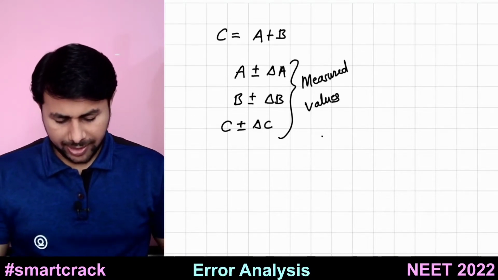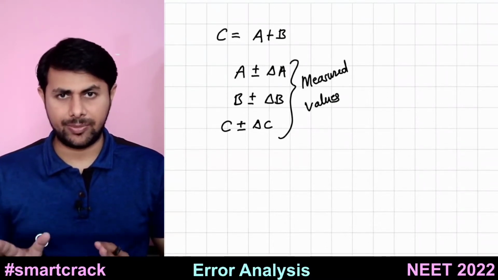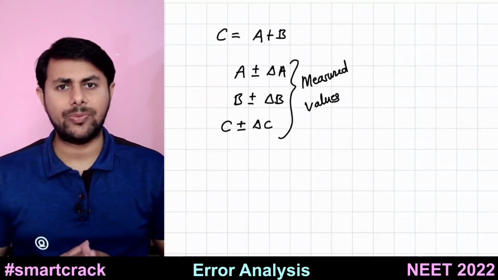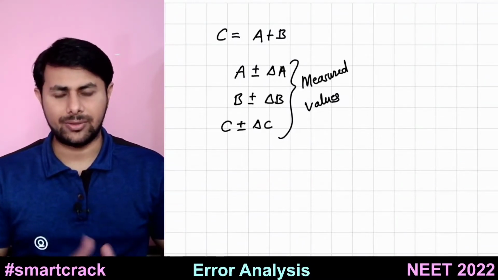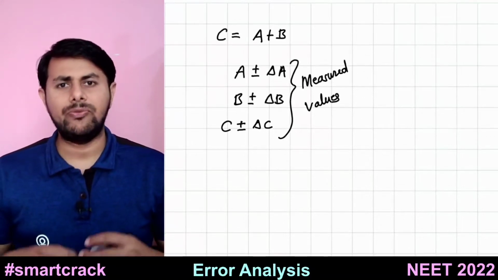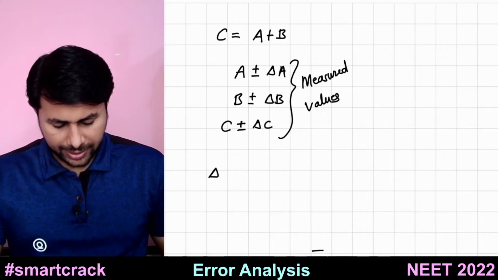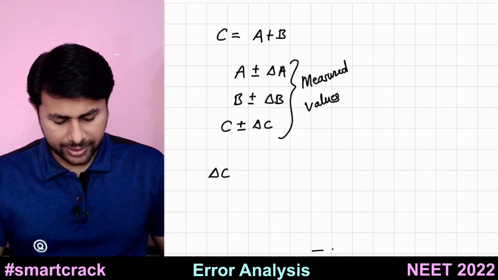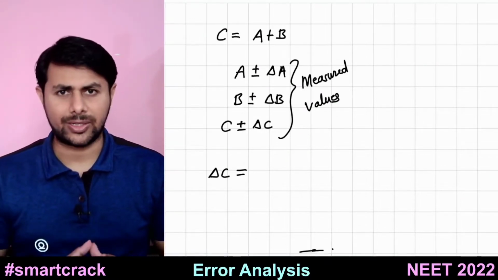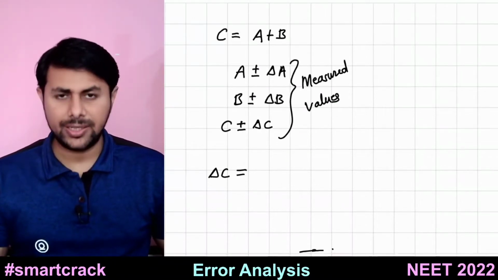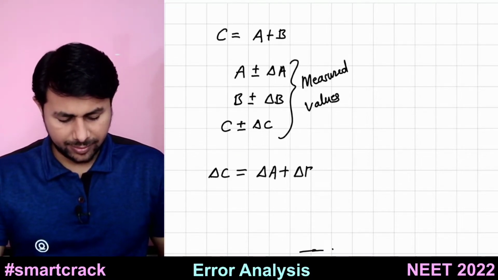Okay, so that means there is error delta A in A, delta B in B, and what we have to find out is what would be delta C in terms of delta A and delta B. Okay, so when we add two quantities, the errors in these two quantities are added up to get the error in the resultant quantity. So delta C is just equal to what? Delta A plus delta B.